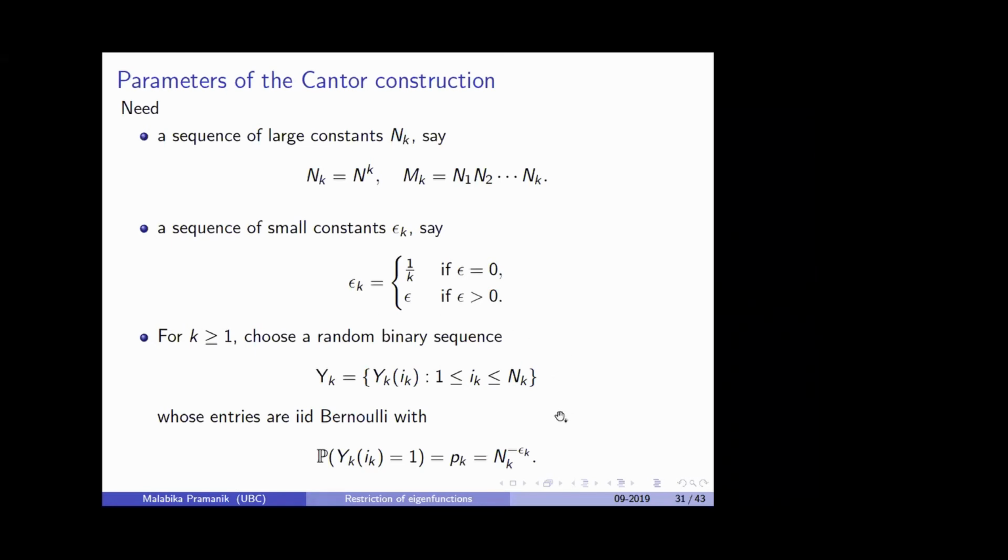So to answer Christina's question, at the kth level, we choose a success probability p sub k, where p sub k is N sub k to the power of minus epsilon k. By the way, we also have this random binary sequence. This is really to keep track of which subintervals at the kth stage are chosen, and if it's 1, then that indicates choice, and if it's 0, then that means we discard it.